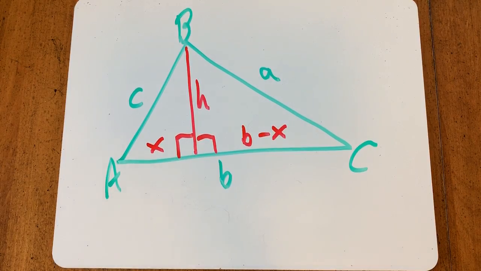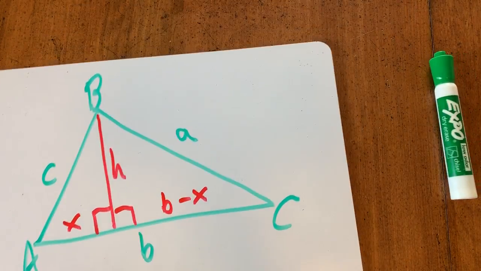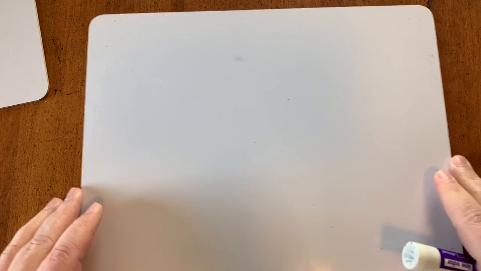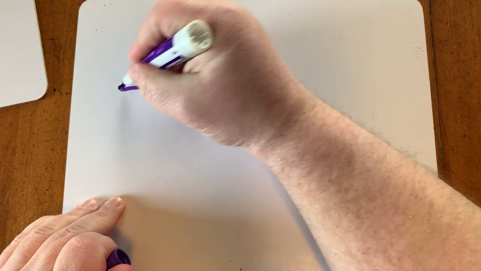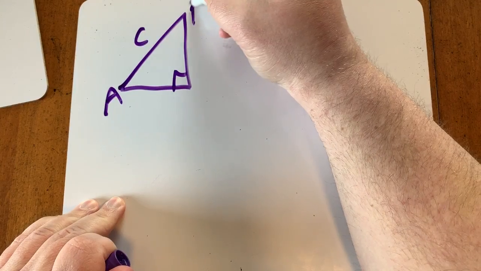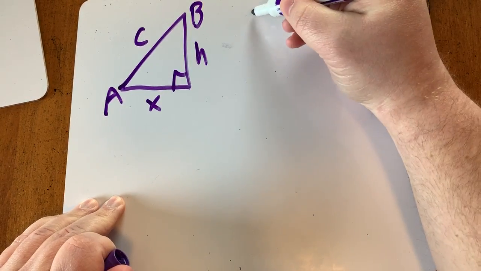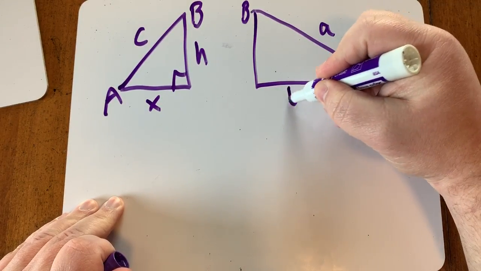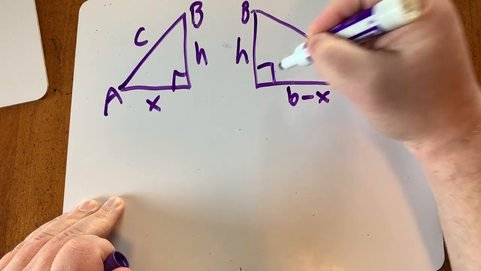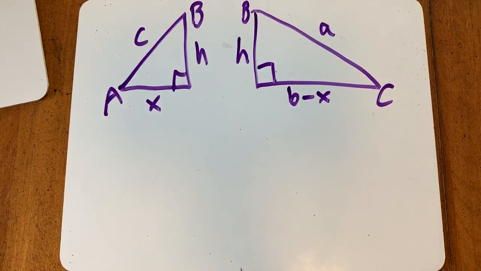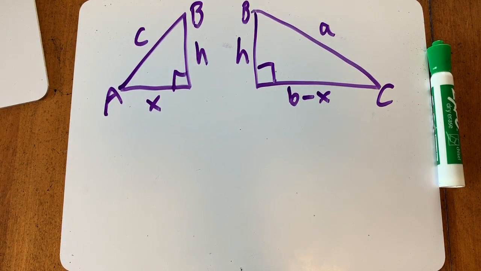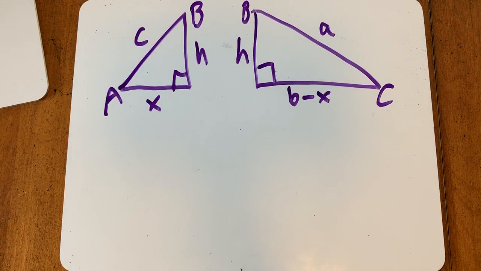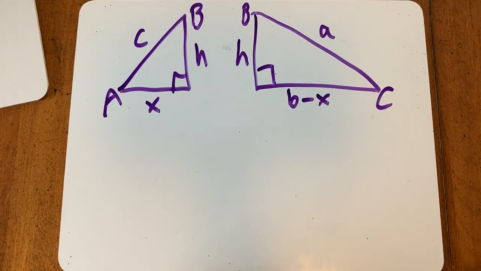We have two right triangles, and I'm just going to draw the right triangles separately. We had one with A, C, B, H, and x. And then the other one, B, C, A, b minus x, and H. So we have something for each side of the right triangles. And we know an equation that relates all three sides of a right triangle. That equation is the Pythagorean theorem. So we can use that Pythagorean theorem.